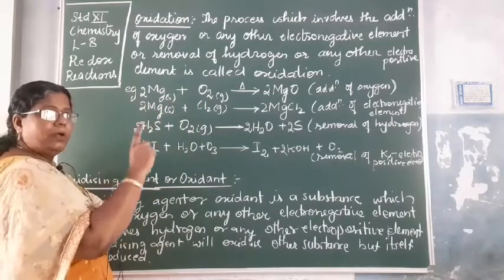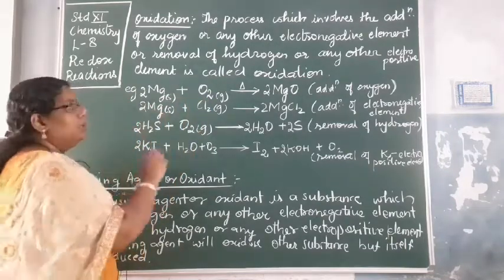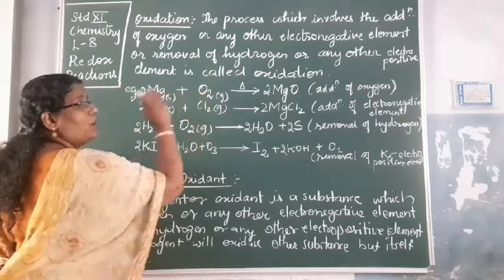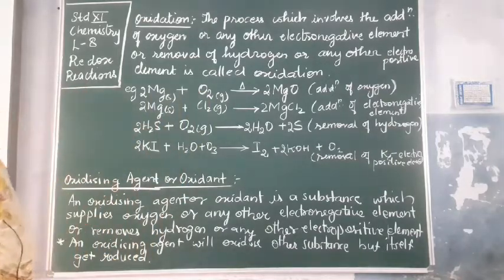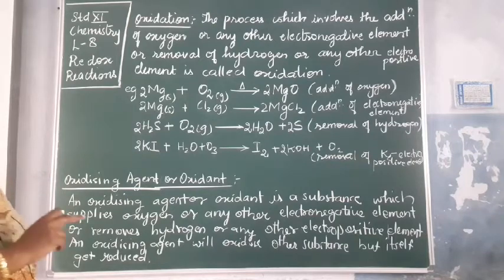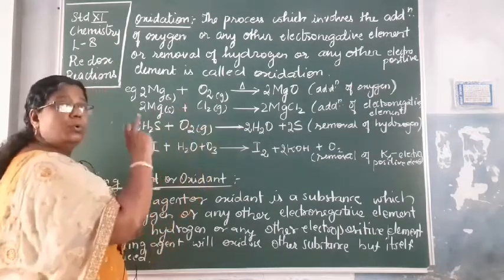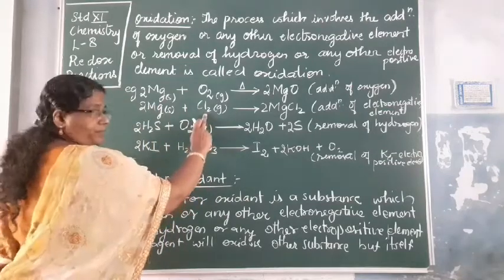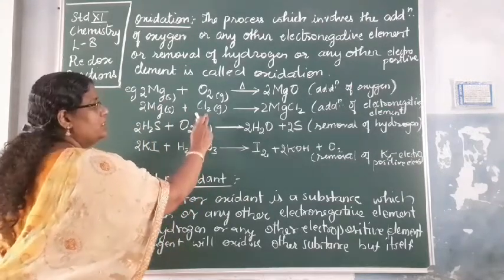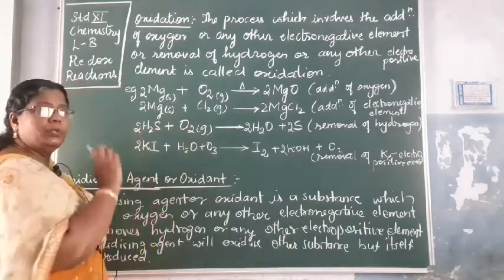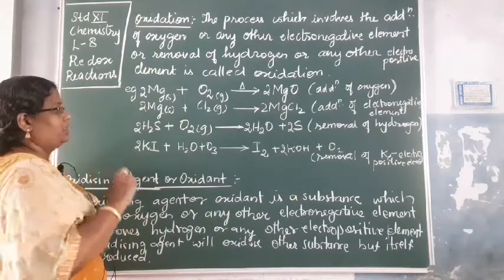So who is supplying oxygen? Naturally oxygen. तो इधर oxygen जो है that is the oxidizing agent. O2 is the oxidizing agent. Mg is being supplied with Cl2. Who is supplying Cl? Cl2 only. So this is your oxidizing agent. Cl2 is your oxidizing agent.